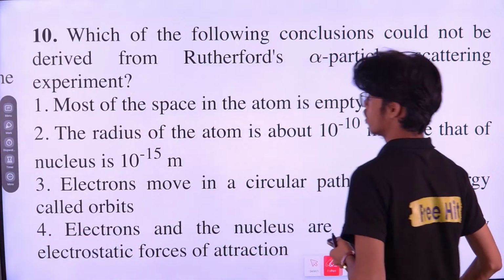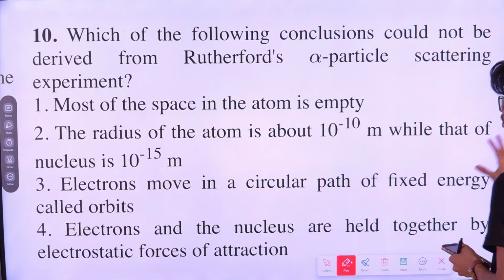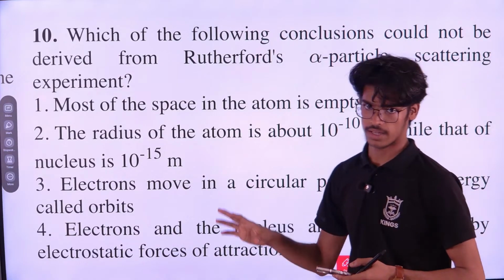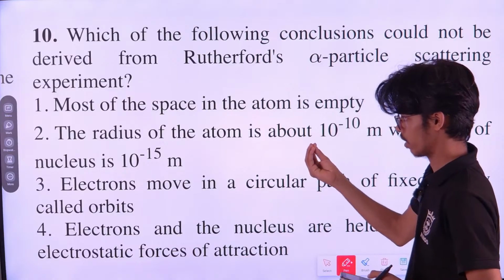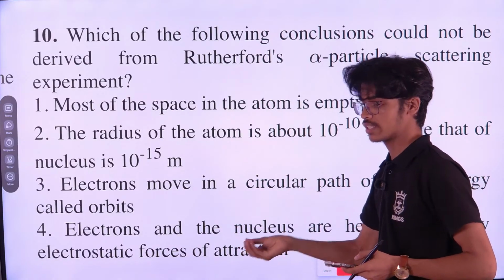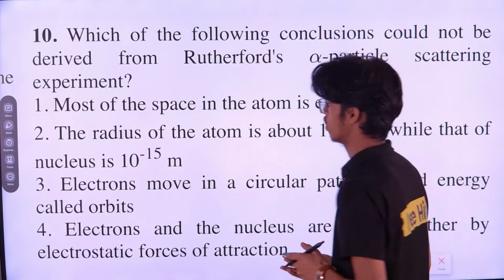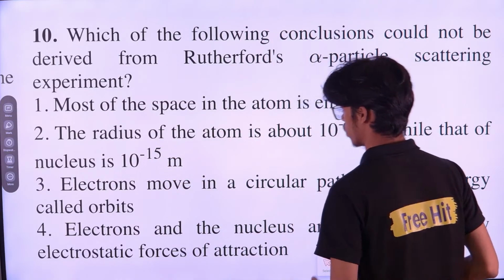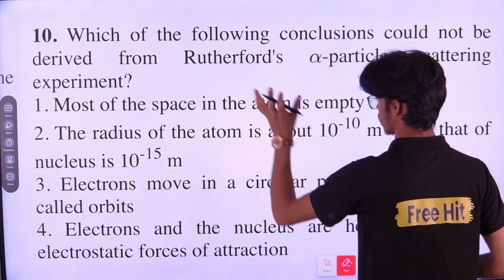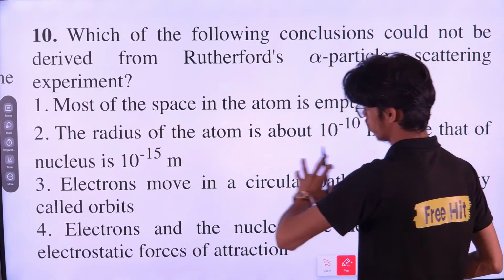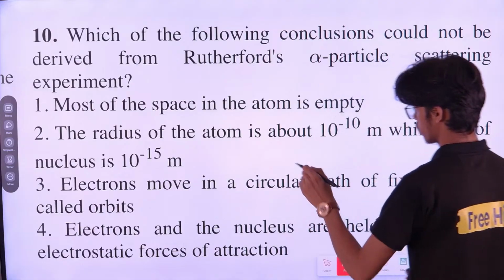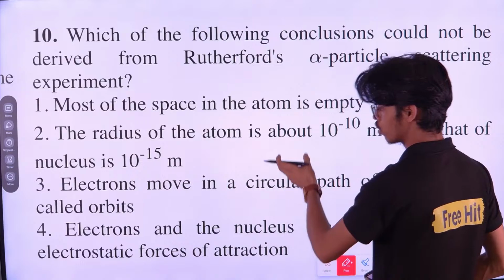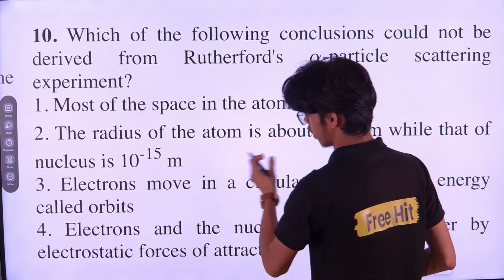It is asking which of the following conclusions could not be derived from the Rutherford alpha particle experiment. So we know they did an alpha particle experiment. These are the conclusions, and we need to find which conclusion cannot be derived from that experiment. Most of the space in the atom is empty. Yes, we got to know about this through this experiment, so this is not the answer. The radius of the atom is about 10 to the power minus 10, while that of the nucleus is 10 to the power minus 15. Yes, we also got to know about the density and the radius.